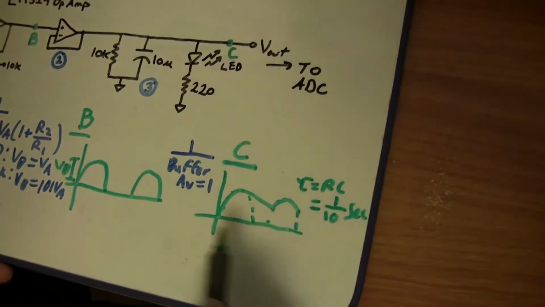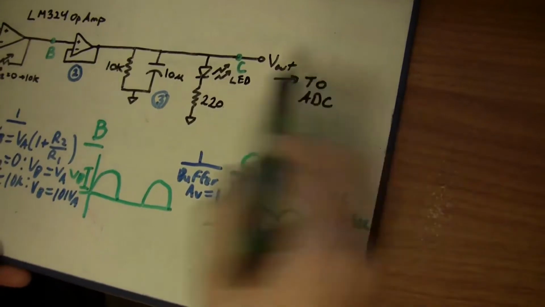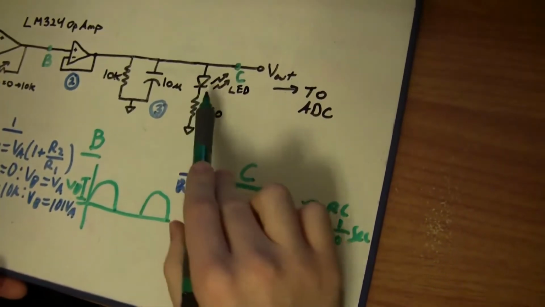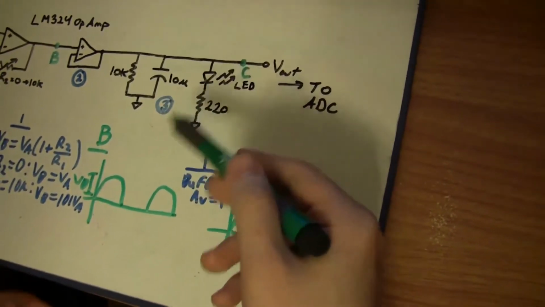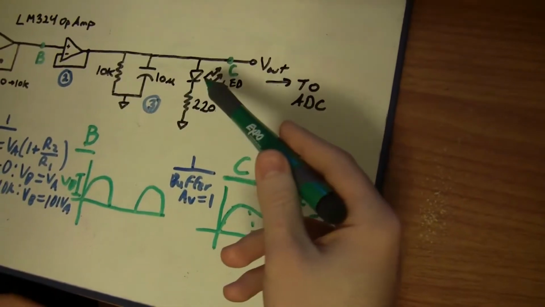So from here we can now take this filtered signal and feed it into our ADC, or for testing we also had an LED hooked up to it that would just directly illuminate based upon if the magnitude was high enough to provide voltage to this LED.